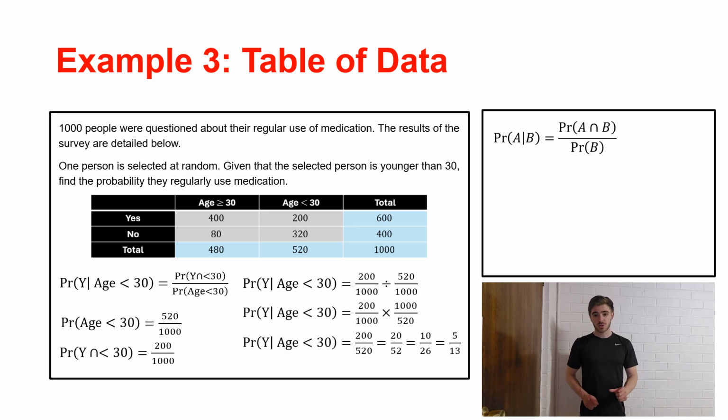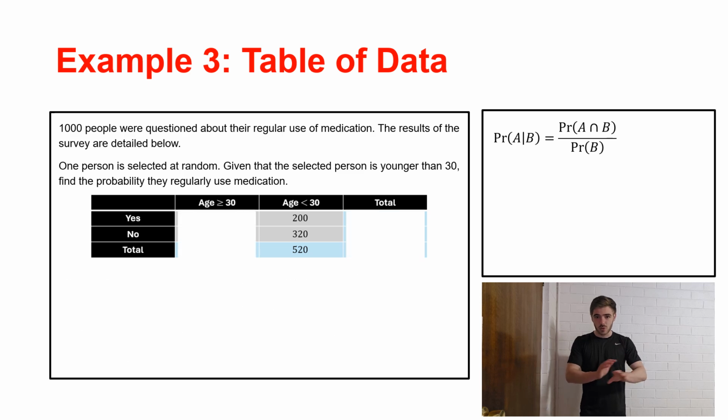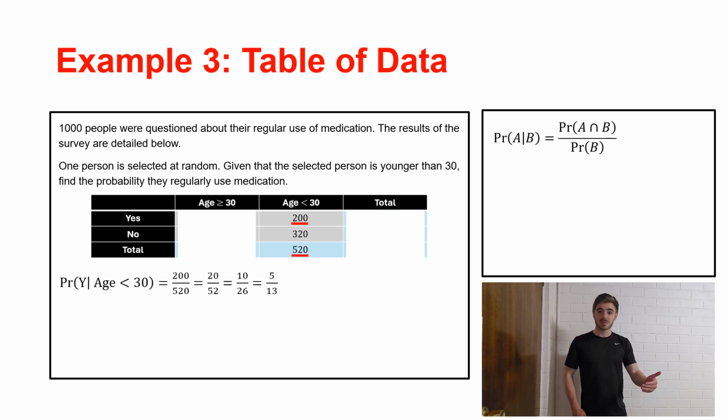Now, here's an alternative for those who are already quite confident with using that formula. If you recall back in the beginning, I said that conditional probability simply just reduces the sample size that you look at. In this case, we were looking specifically within people who are younger than 30. So if we just zoom in on that column and ignore everything else, there were 200 people that used medication out of a total of 520. And sure enough, that's the probability that we ended up with.